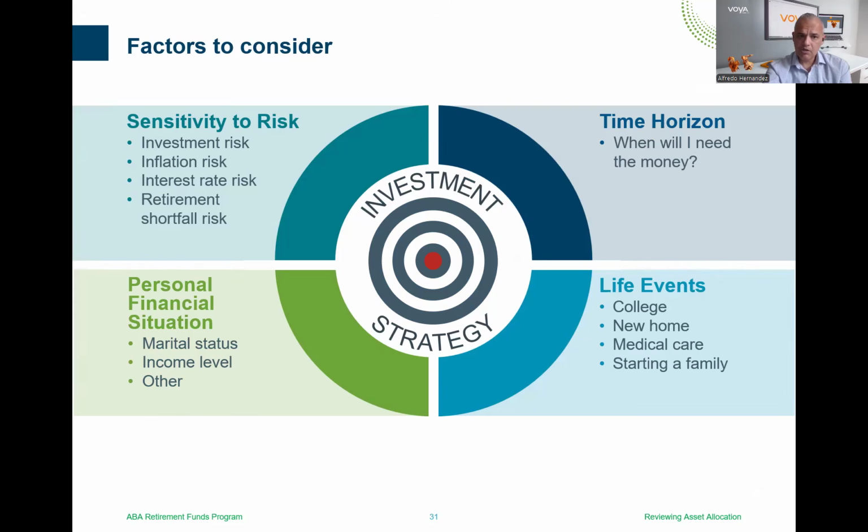And of course, your situation, right? Maybe your marital status changes, the family grows, and you have other expenses. Maybe your strategy may need to be tweaked. So know that this is not set in stone, and you have the tools and resources to help you see those projected numbers. Well, if I were to do this, what would that mean to me? So please use all of the resources available to you via the retirement funds program.